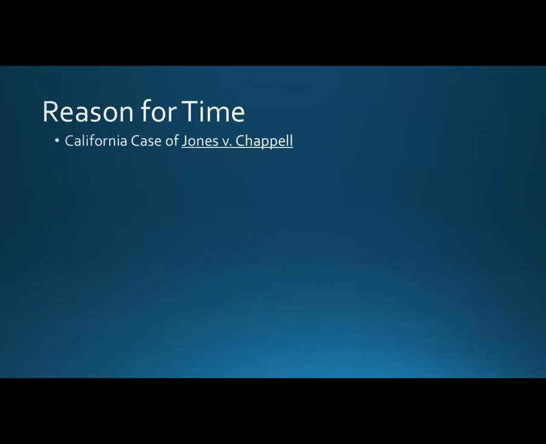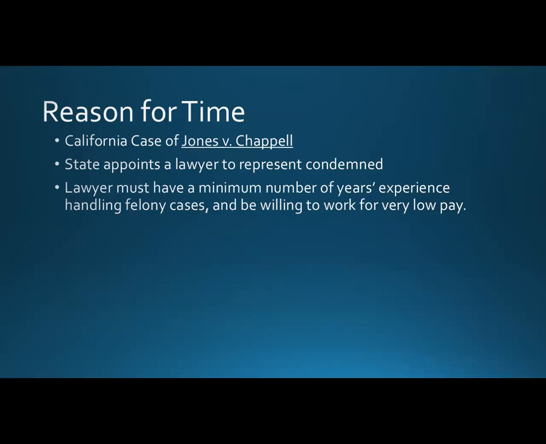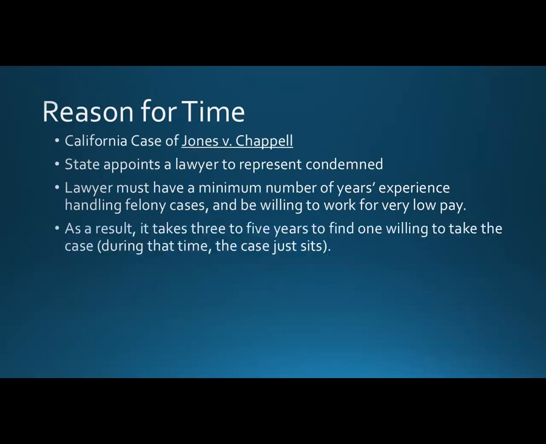As an example of the time it takes to do an appeal, like the California case of Jones versus Chappell. And this isn't for every case, but it's pretty typical. The state appoints a lawyer to represent the condemned. The lawyer must have a minimum number of years of experience handling felony cases and be willing to work for very low pay. An experienced attorney is probably making a lot more money now, so that takes a while to find. It could take 3 to 5 years. Sometimes you can find them a lot quicker than that. But you have to find somebody willing to take it.